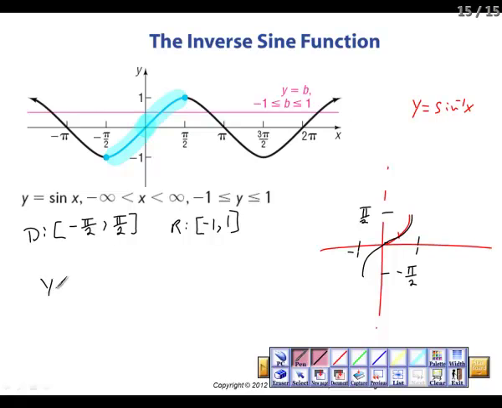So here we have our y equals inverse sine x. Our domain was the range for sine. So our domain is negative 1 to positive 1, and our range is what was once our domain for sine, which is now our range for our inverse sine. So this would be negative pi over 2 to pi over 2.